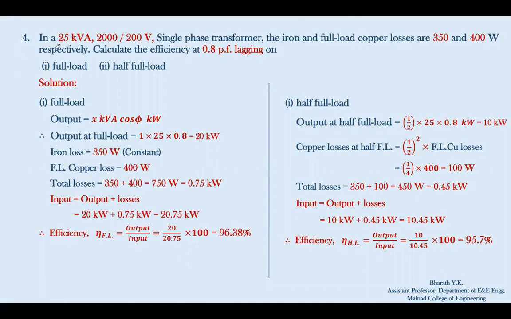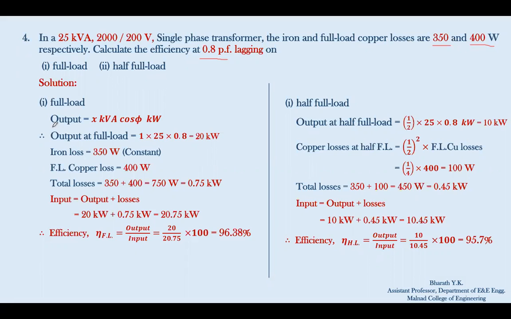In the fourth problem, in a 25 kVA, 2000 by 200 volts single phase transformer, the iron losses are 350 watts and the full load copper losses are 400 watts. We have to calculate the efficiency at 0.8 power factor on full load and half full load conditions. First, let us consider the condition of full load.